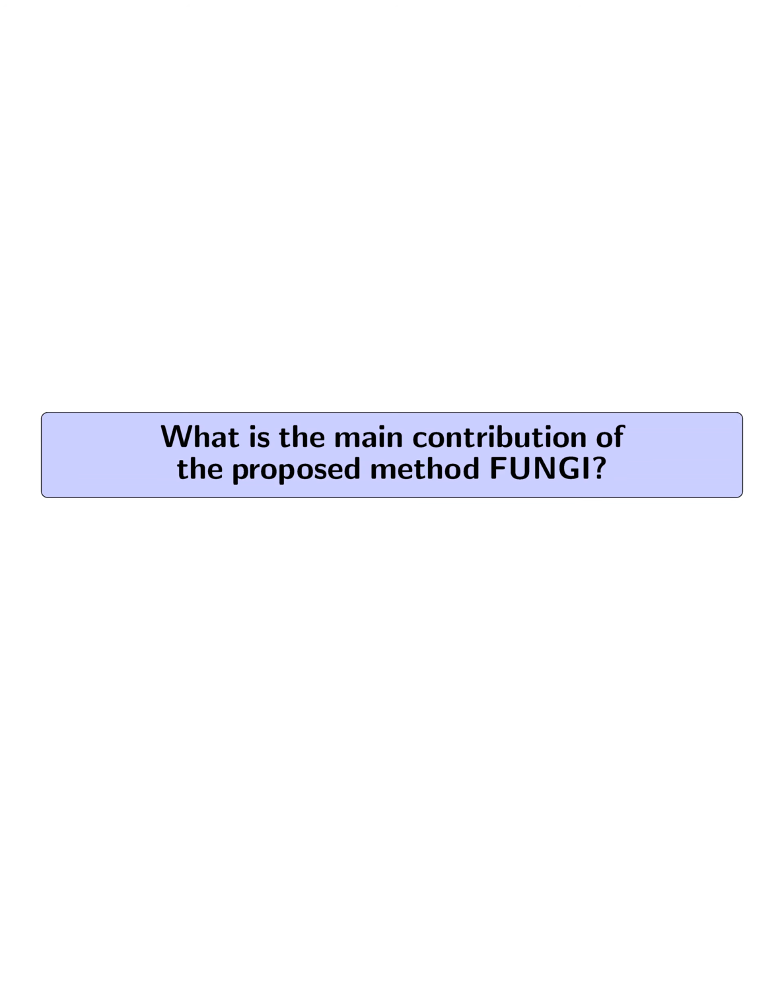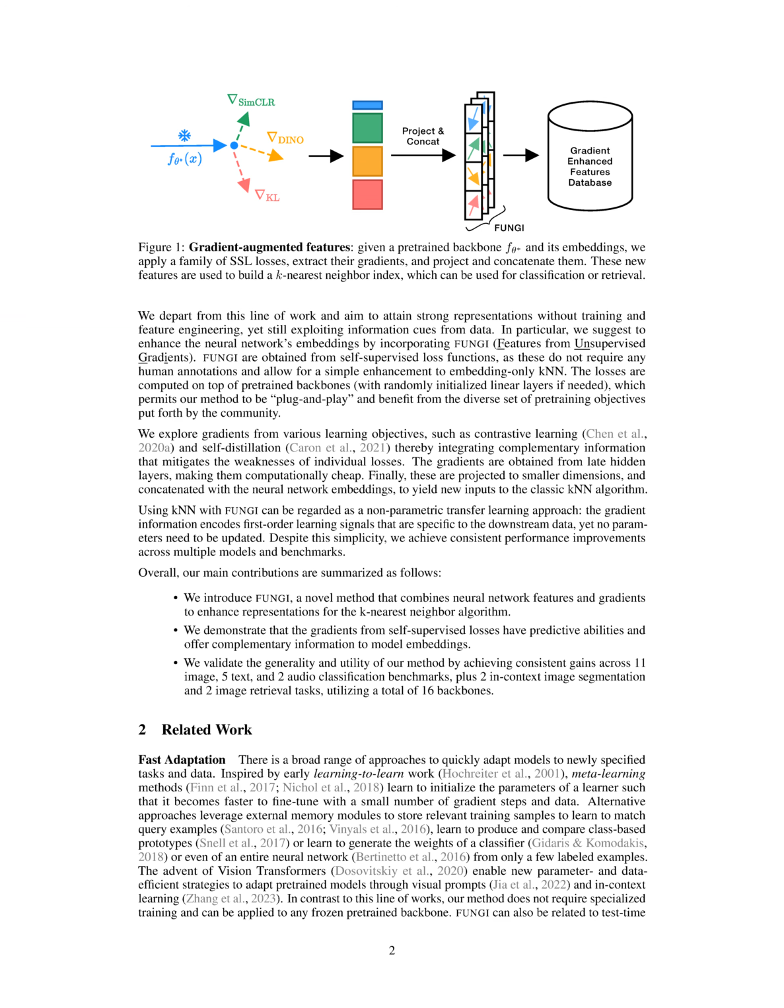What is the main contribution of the proposed method, FUNGI? The main contribution of the proposed method FUNGI is that it combines neural network features and gradients to enhance representations for the k-nearest neighbor algorithm. FUNGI extracts gradients from self-supervised loss functions, projects them to smaller dimensions, and concatenates them with neural network embeddings. This method allows for the incorporation of a diverse set of pre-training objectives, such as contrastive learning and self-distillation, to improve downstream performance without the need for training or feature engineering.